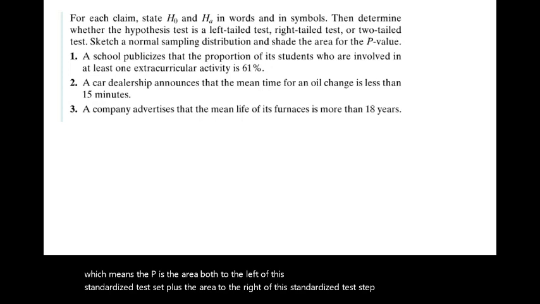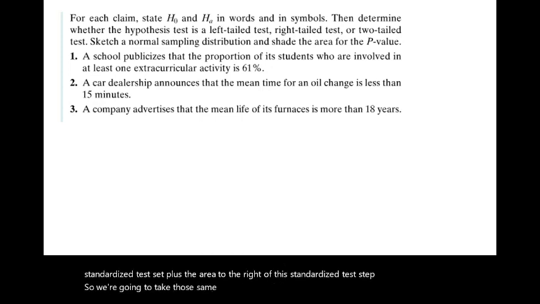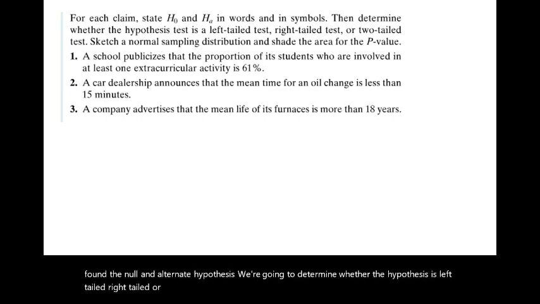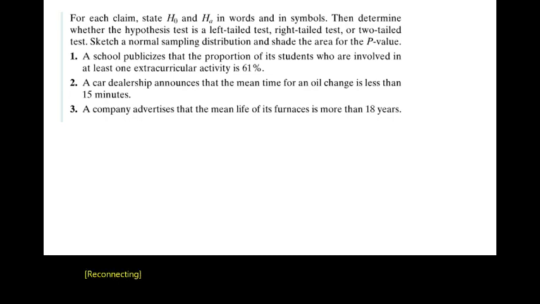So we're going to take those same three pairs of claims that we just translated into math and found the null and alternate hypothesis. We are going to determine whether the hypothesis is left-tailed, right-tailed, or two-tailed, and then we're going to sketch the normal sampling distribution and shade the area of the p-value.